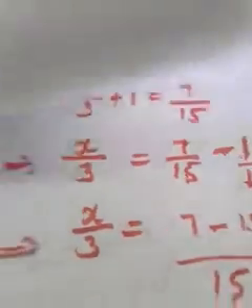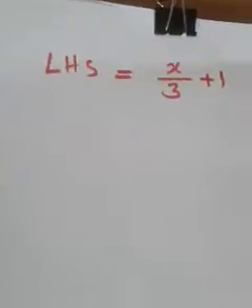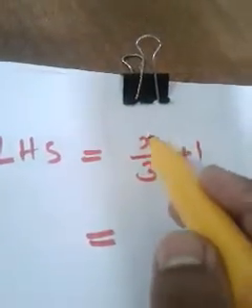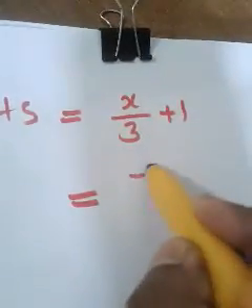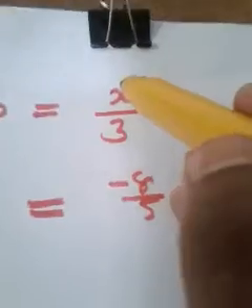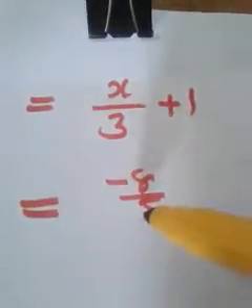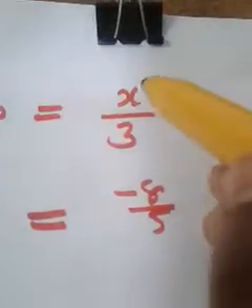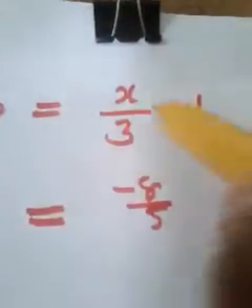So I have to simplify LHS first. What is LHS? x by 3 plus 1. And what is the value of x we got? I got the value of x as minus 8 by 5. So replace x by minus 8 by 5. After writing x as minus 8 by 5, you have to write this division sign.